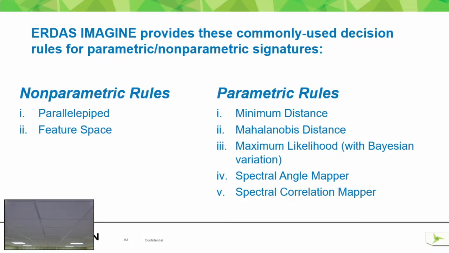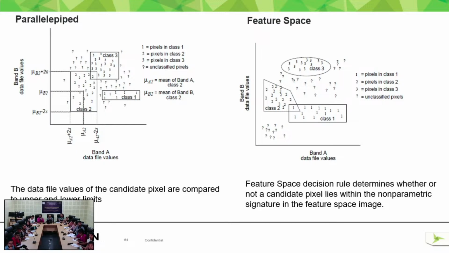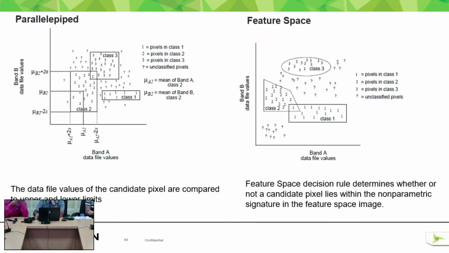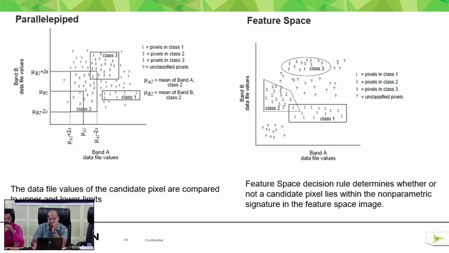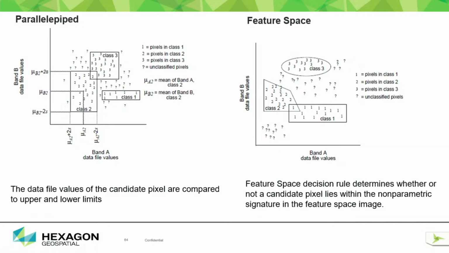So what are these? In the parallelepiped you can see this type of rectangle. Here in the left side image you can see that this type of rectangle will be generated for grouping the pixels. But in the feature space they are a different type, you can see that these features are grouped in a different way. Basically the parallelepiped uses rectangle shapes, and the data file values of the candidate pixel are compared to the upper and lower limits, but it has some limitations.